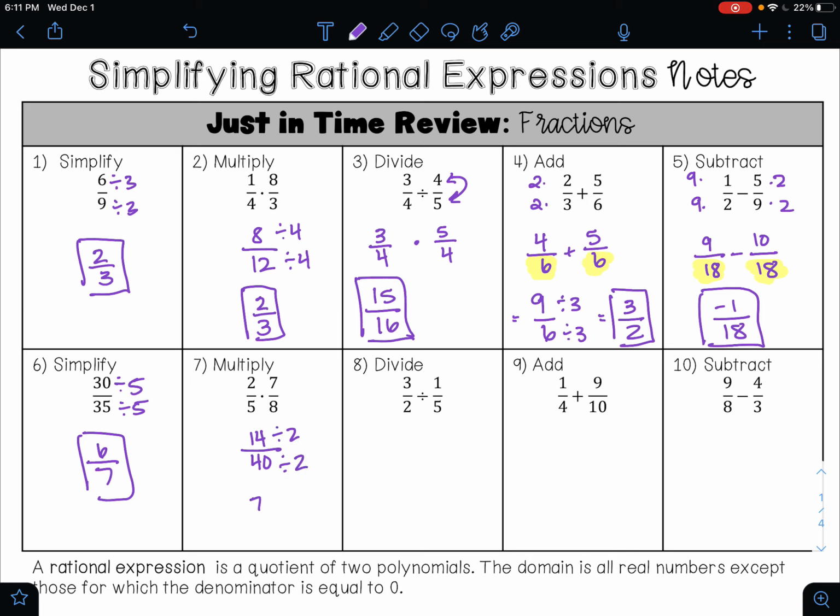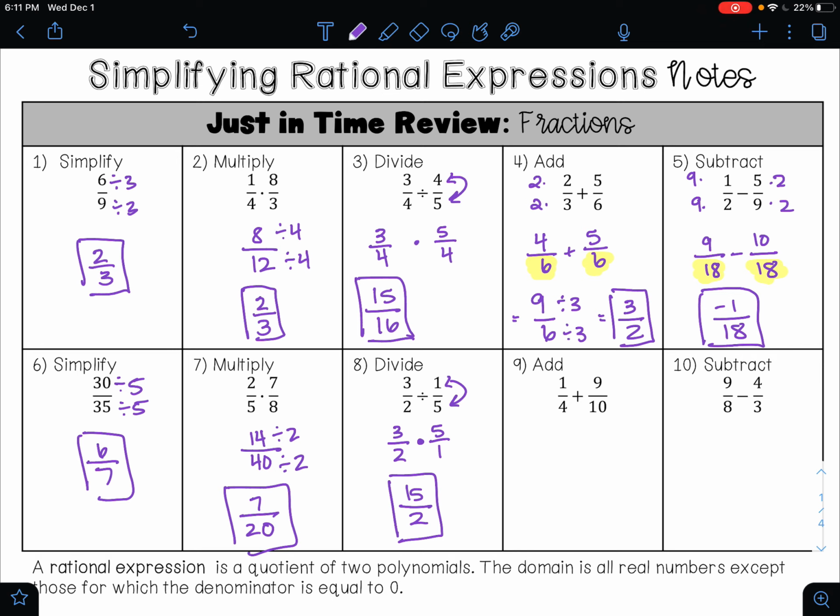and that is going to give me the answer of 7/20. To divide, I'm going to keep the first fraction. I'm going to change division to multiplication, and I'm going to flip the second fraction. 5 times 3 is 15. 2 times 1 is 2. My answer is 15/2.